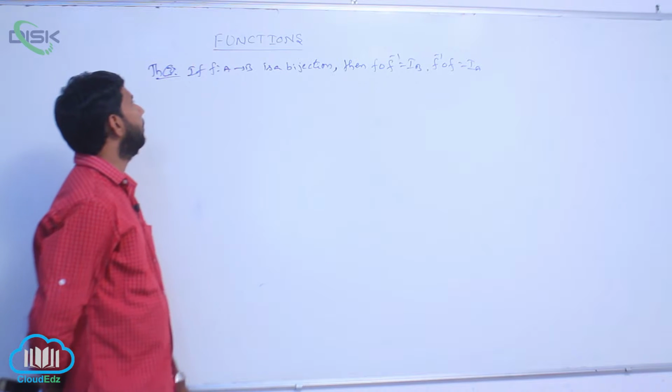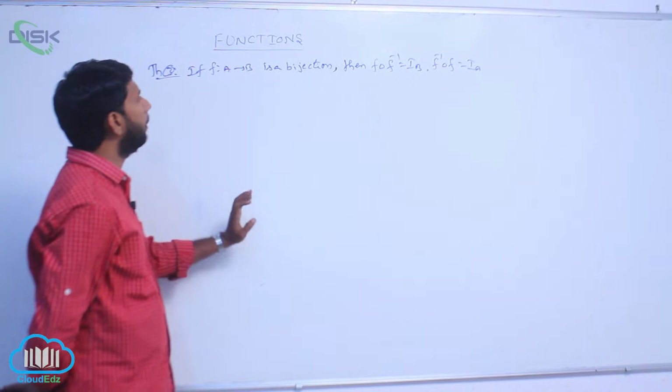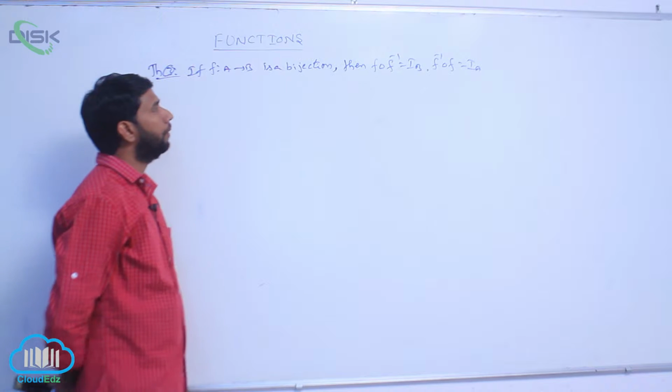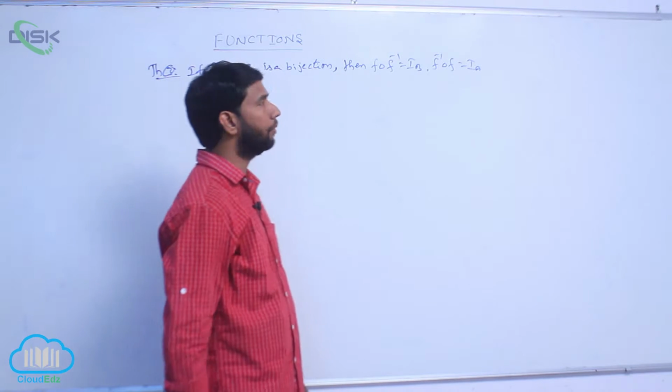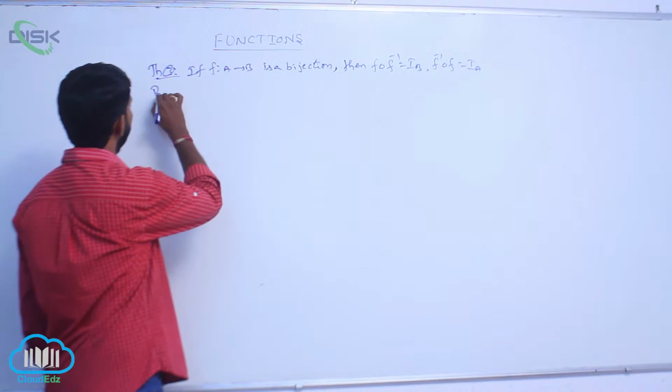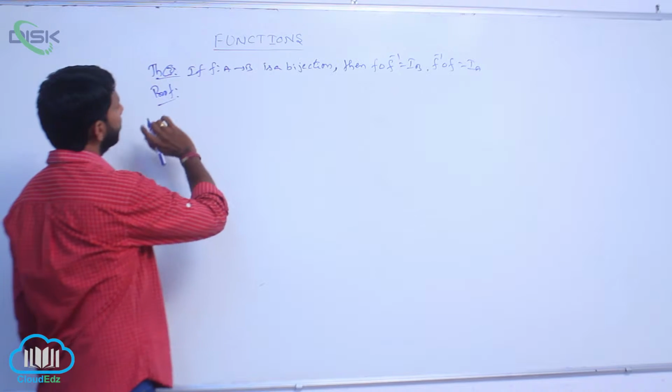And the next theorem is, if the function f mapping from A to B is a bijection, then f inverse circle f is equal to I suffix A, and f circle f inverse is equal to I suffix B. Then go to its proof.